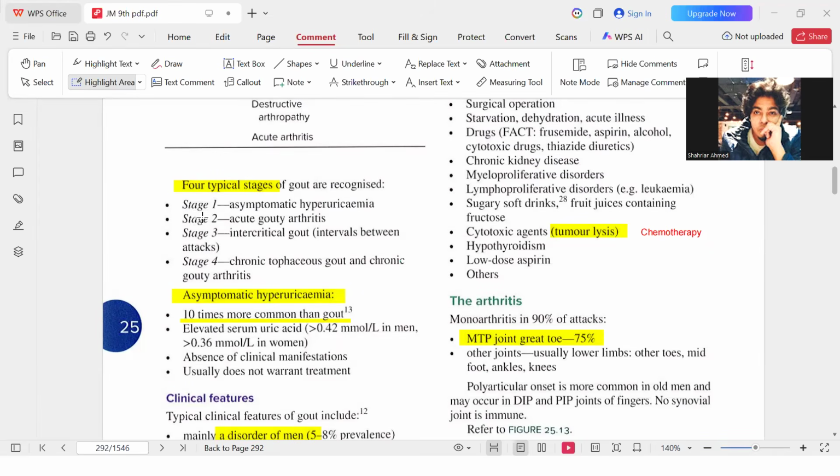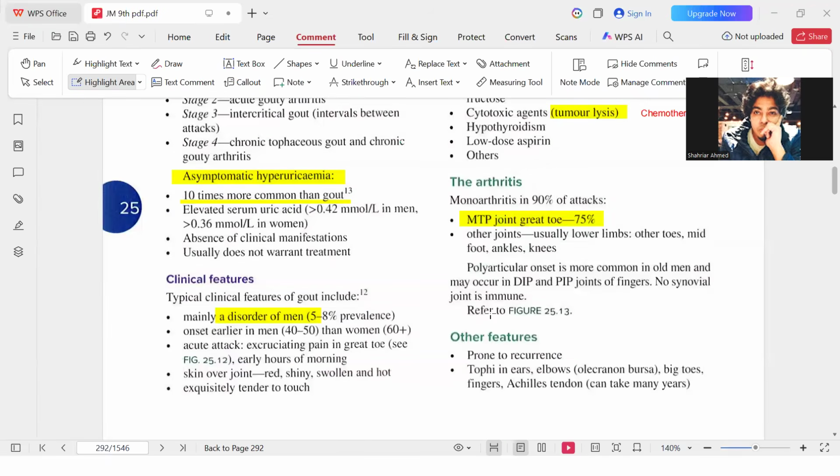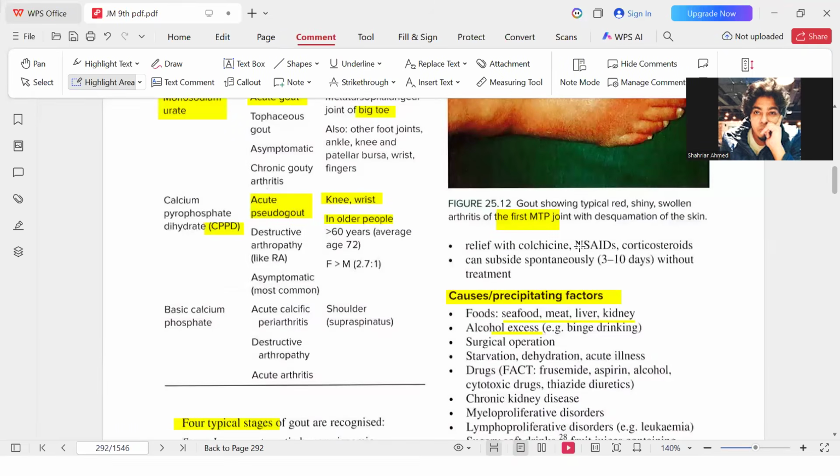So there should be staging, and these things are also important. More common in male, red, shiny, swollen, hot joint. So this is important.